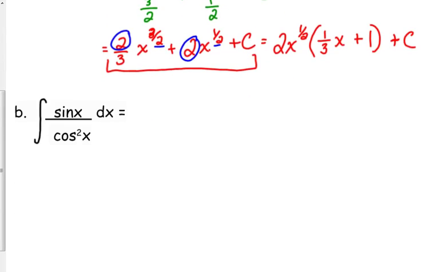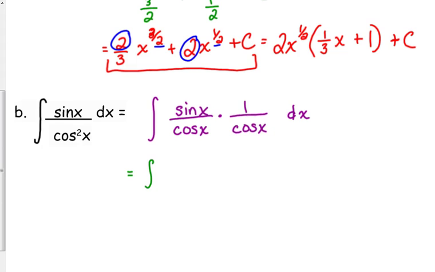All right, what if we're faced with something like this? The antiderivative of the sine of x over cosine squared of x dx. So again, we don't have a quotient rule. So what we need to do with this is I would start by breaking this up as the sine of x over cosine of x times 1 over the cosine of x. Okay, all I did was break up that cosine squared in the denominator. So I've got a cosine times a cosine. Now, how can we rewrite this sine of x over cosine of x? What is that equal to? Tangent. And what is 1 over cosine equal to?